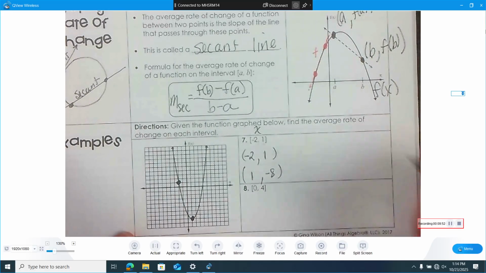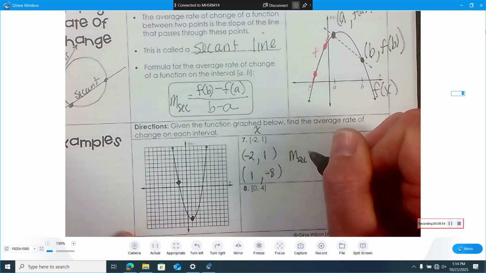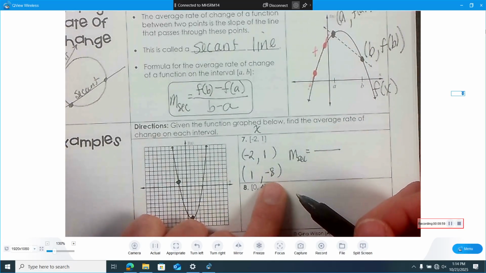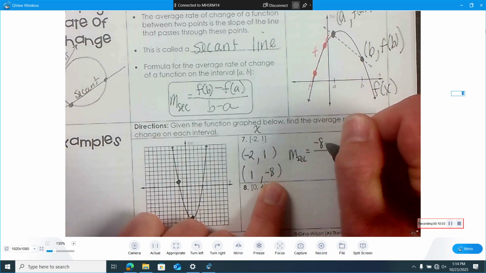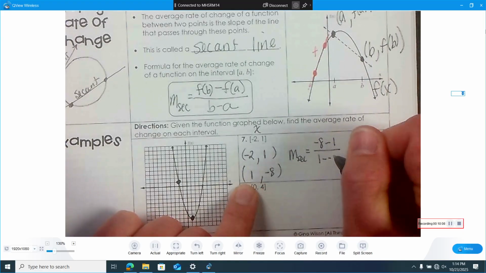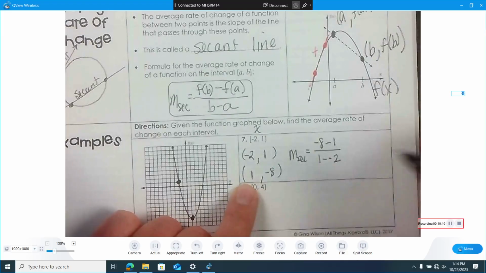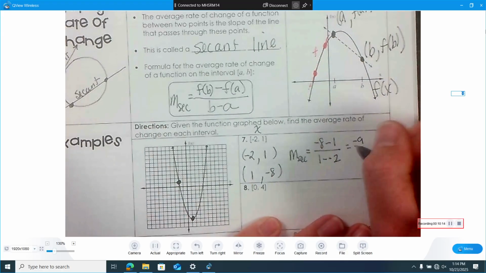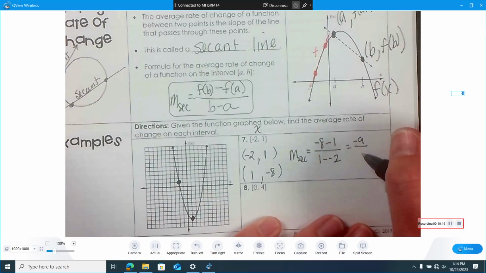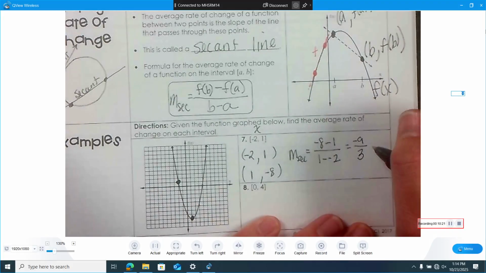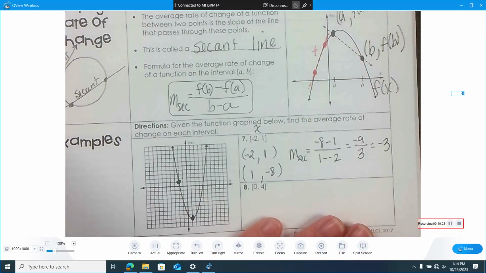Now that we have our ordered pairs, the slope of the secant line is just going to be negative 8 minus 1 over 1 minus a negative 2. Be a little careful. 1 minus the negative 2. All right, so negative 8 minus 1 is negative 9. And 1 minus a negative becomes plus, so that gives us 3. And that reduces to? Negative 3. Beautiful.